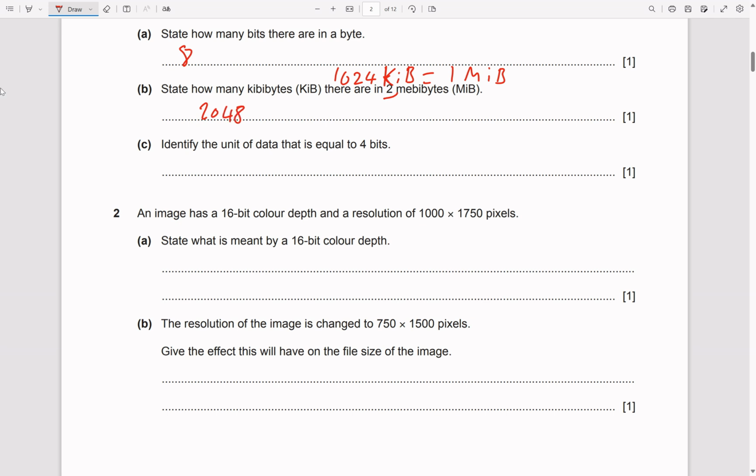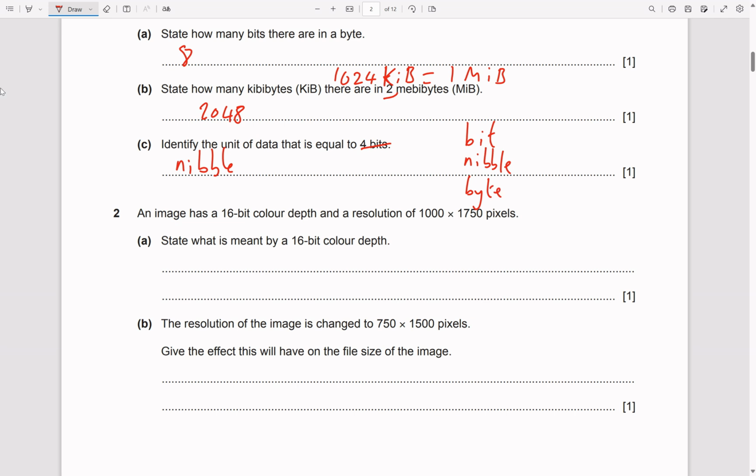Right, then we want to identify the unit of data that is equal to 4 bits. So this should just be a nibble. And yeah, I mean, this one is probably a bit tricky. Some people might not know this, but the way I remember it is, well, obviously a bit is going to be just 1 bit. 4 bits is then going to be a nibble. And of course, 8 bits is then going to be a byte.